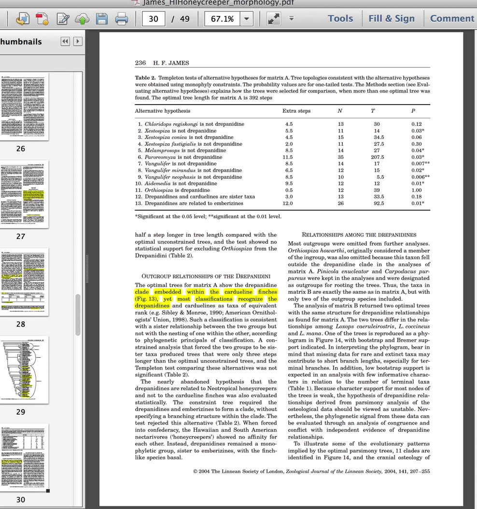Table 2, this is how they test alternative hypotheses. So what they're going to do is, lots of people have written about the Hawaiian honey creepers. You'll see that as you read the paper. And so a lot of hypotheses have been put out there. And so she's going to test with her data how likely these different hypotheses are. For the most part, you don't need to really worry about these. These are basically in this table.